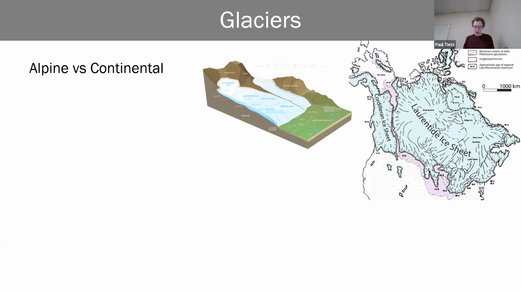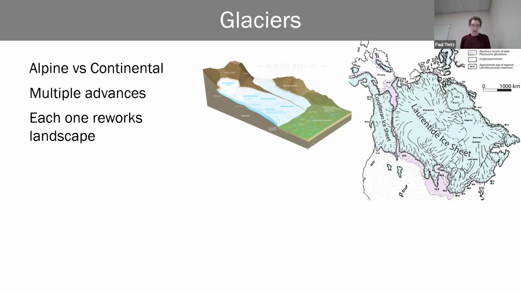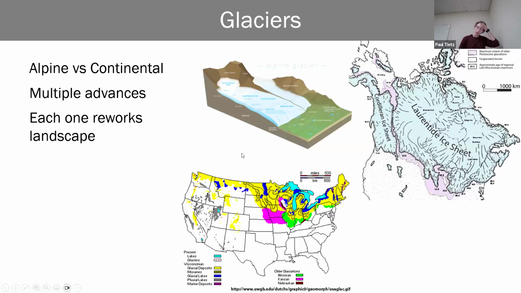Really, these glaciers just join together, they spill across the landscape, and we know there's been multiple advances and retreats of these glaciers over time. Multiple advances, and then each one is going to rework the landscape as it goes. It's really just a bulldozer plowing its way through everything in front of it. These multiple advances can be plotted on a map.